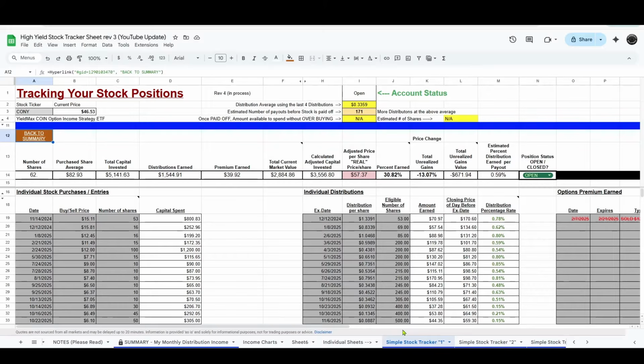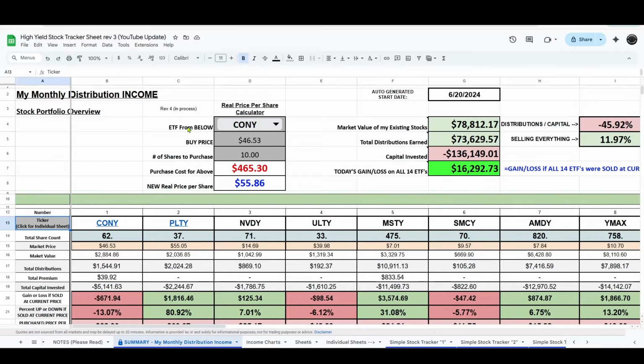You can go straight to that individual sheet, and then I've added a tab to get you right back to the summary page. And that's right here. And I've colored it so that it stands out a little bit. But it's the same way. You hover over it and you click it, and now you're right back to the summary page. So I have one for CONY. I've got one for PLTY so far.